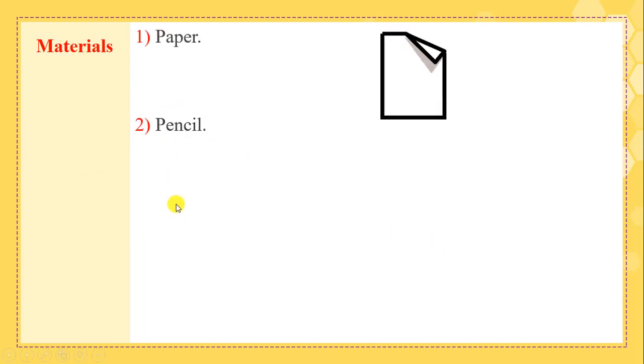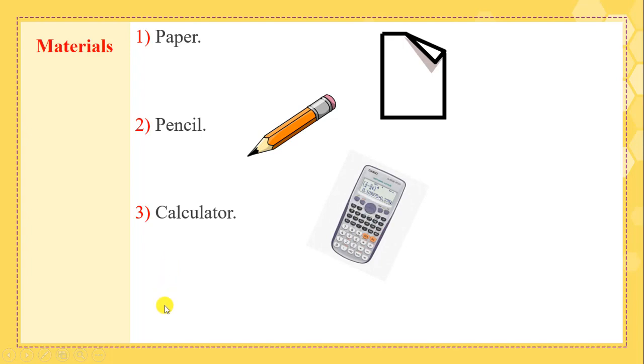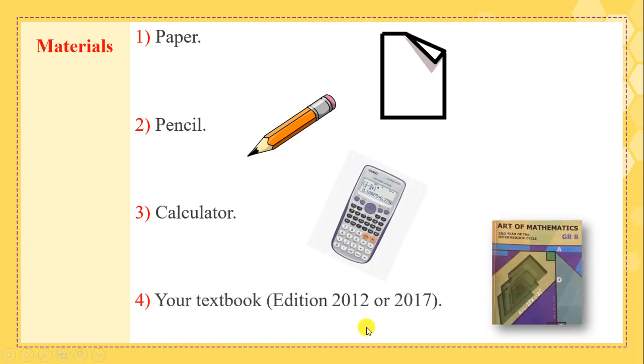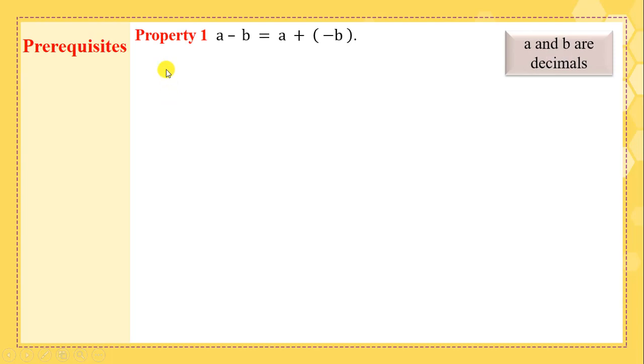In this chapter, we will need paper, pencil, calculator, and your textbook edition 2012 or 2017. Before we start, we have to recall some properties that we took last year. Property 1: A - B = A + (-B).